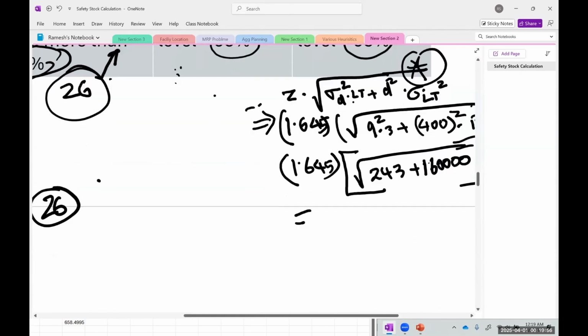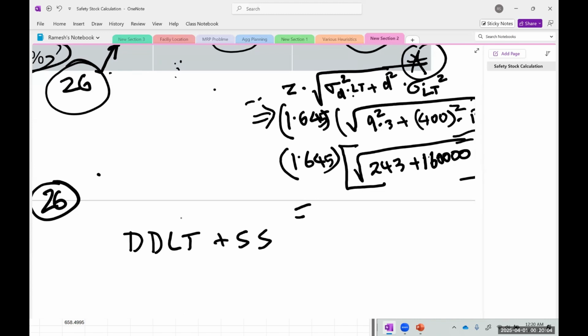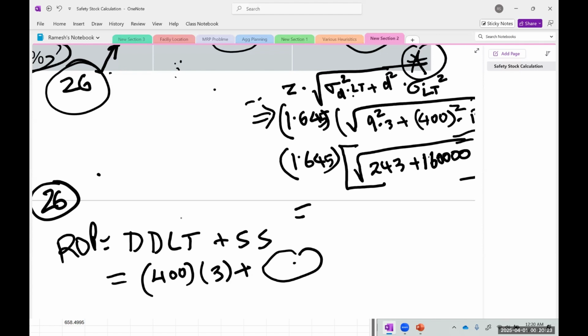So the reorder point for any of the 4 scenarios is going to be simply demand during lead time plus safety stock. Your reorder point is the point at which you should place an order. When the inventory depletes below a certain level, you place an order. So demand during lead time: there are 400 units of demand per week on average, and lead time happens to be 3 weeks. And depending on the scenario you have, you can use the safety stock for that calculation.